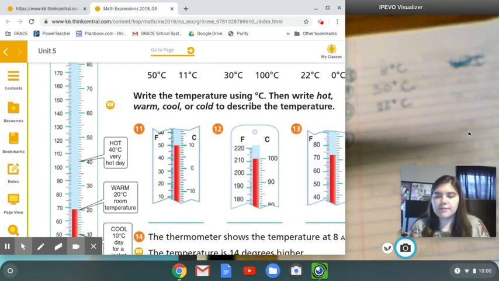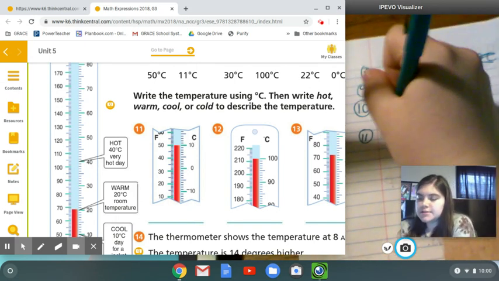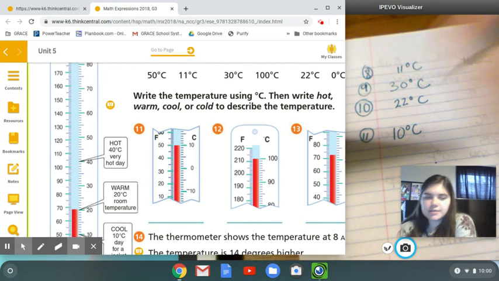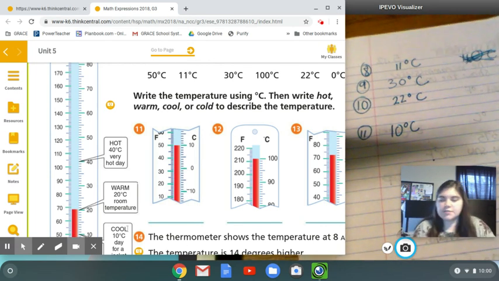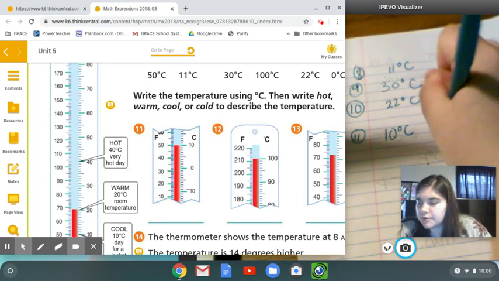So for number 11, we're going to say that it is 10 degrees Celsius. And over here, it tells me that 10 degrees Celsius is cool. So we're going to write cool.